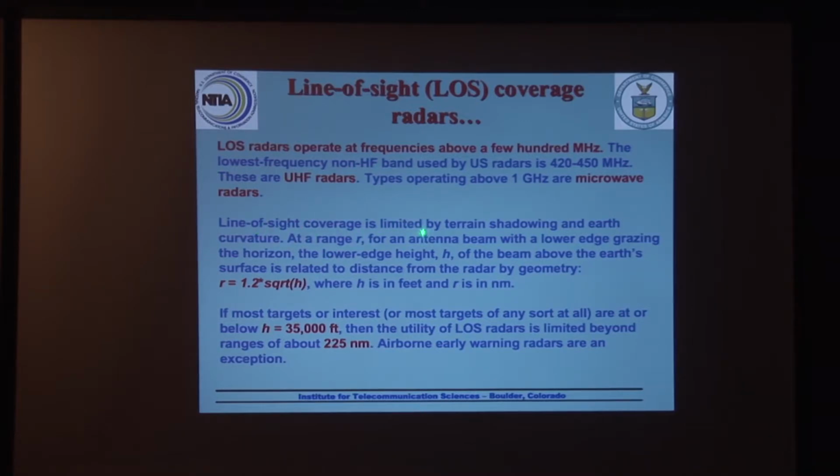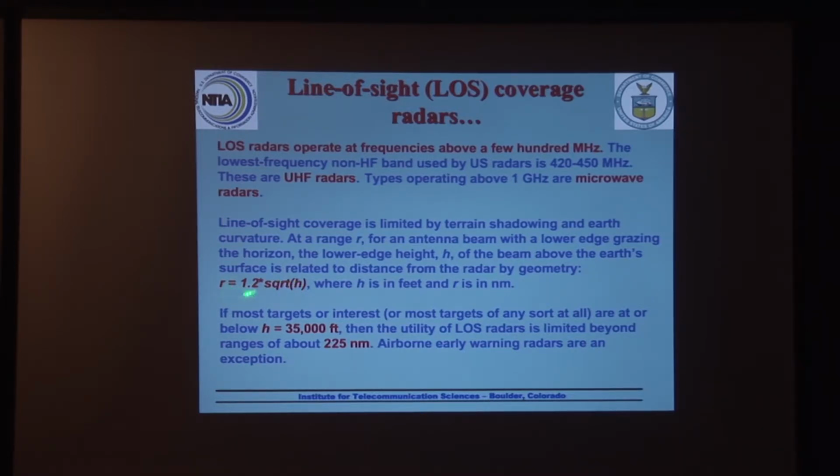Now, line-of-sight coverage, as we'll see in a moment, is limited by both terrain shadowing and also by the curvature of the Earth. And in one of the earlier talks in my series, I derived this equation for the range that you can see out as a function of height above the Earth's surface.